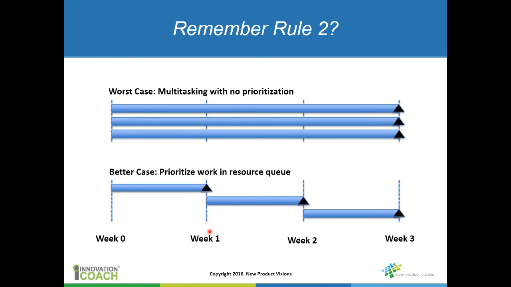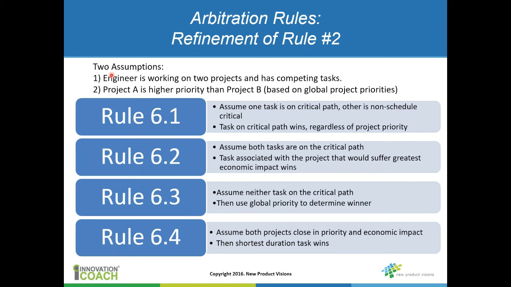Again, lower priority tasks will tend to always get shortchanged. So there might be ways to nuance the decision making about what takes priority. And so there are some, in this rule, some arbitration rules that are kind of a refinement of rule number 2. And so to illustrate this, we'll make a couple of assumptions.